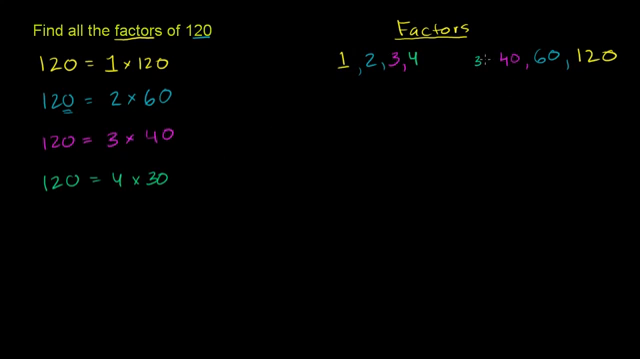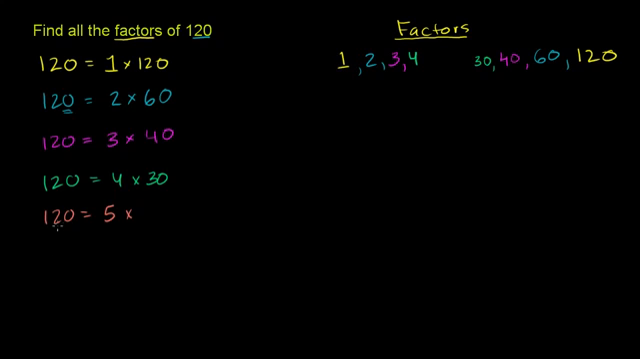So we have two more factors, 4 and 30. And you could work this out with long division if you want to make sure that this works out. So let's keep going. And then let's see, 120 is equal to, is 5 a factor? Is 5 times something equal to 120? Well, you can't do that simply.